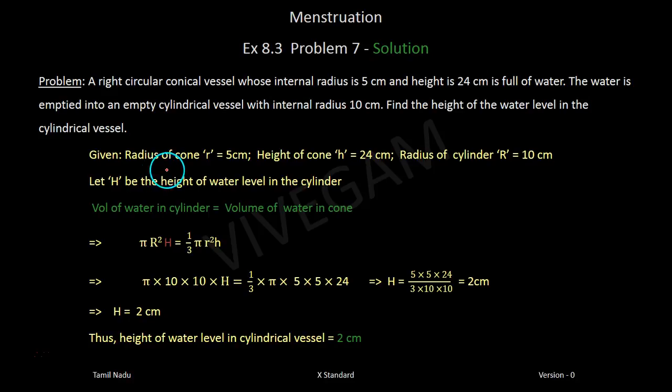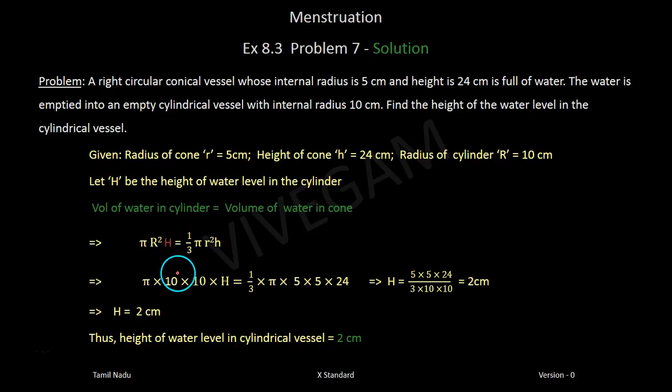Okay, the solution. The radius of the cone is 5 cm, height of the cone is 24 cm, radius of the cylinder capital R is 10 cm. So let H be the height of the water level in the cylinder. Since water is transferred from cone to cylinder, the volume of water in the cylinder equals the volume of water in the cone. So when you equate this, pi R squared H, that is capital R, capital H referring to the cylinder, equals 1/3 pi small r squared small h. This is the cone. For the cone it is small r and small h, for the cylinder it is capital R and capital H.